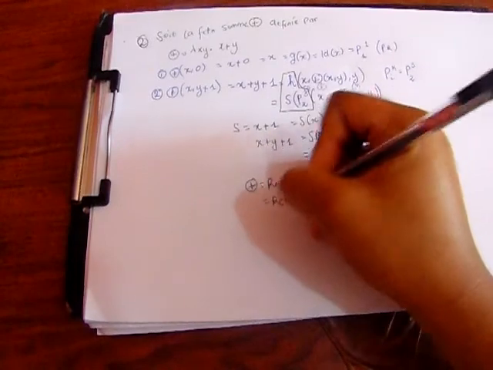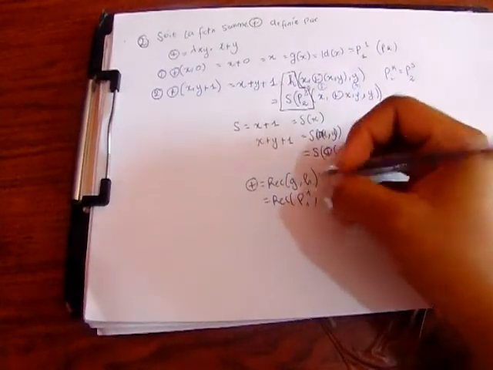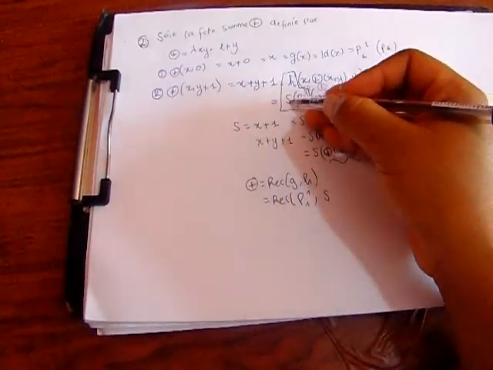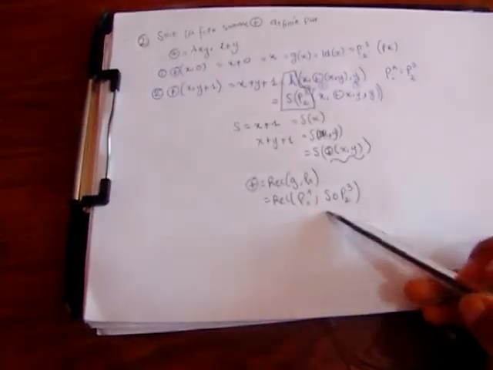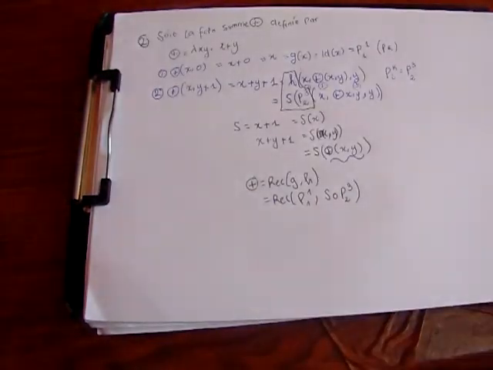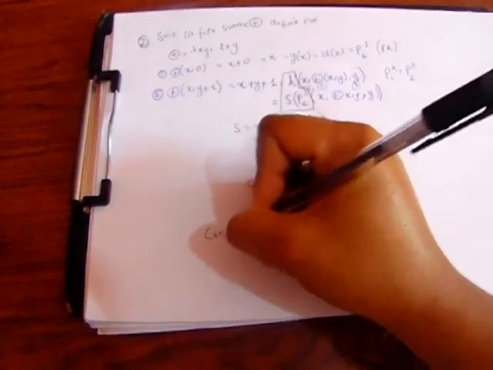And what is our g? Our g is P1,1, and our h is the successor. This is the same thing as s rond P2, 3. We also discussed this in our previous video. So we can conclude that this function is PR. So you can write conclusion.